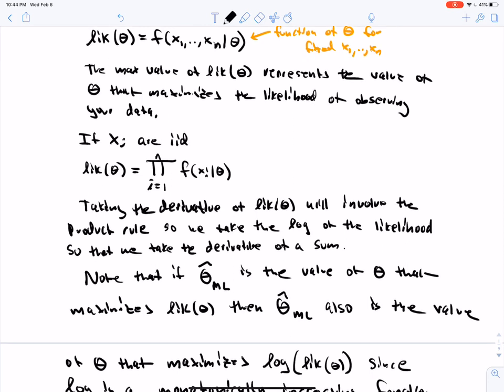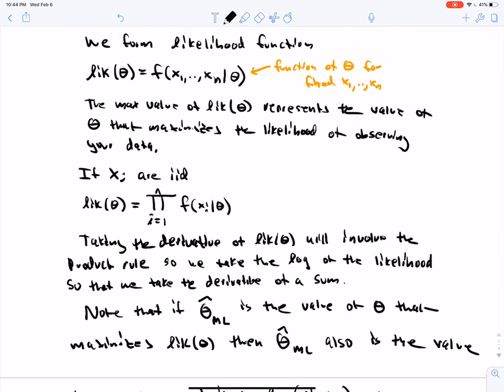To find the maximum of the likelihood function, you would take the derivative and set it equal to 0 and solve for that theta. Doing so will involve the product rule. So, well, that's kind of an intractable problem unless your xi are IID.